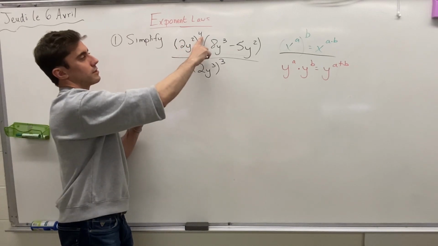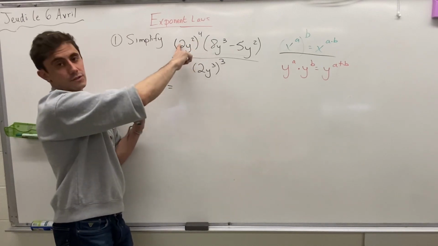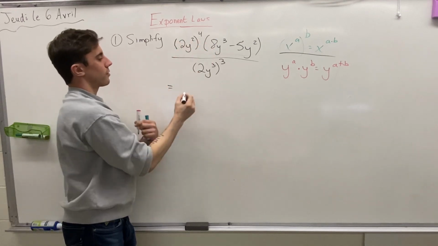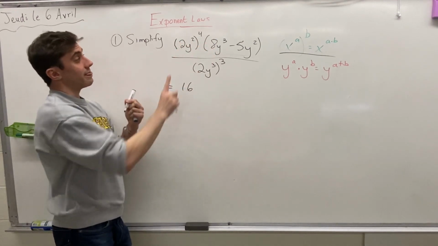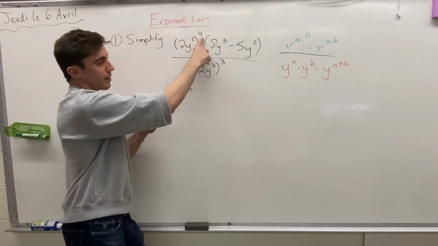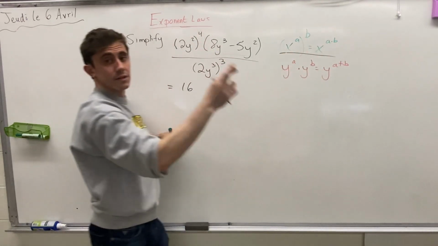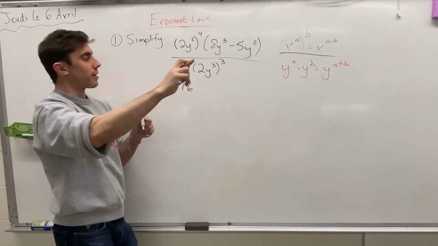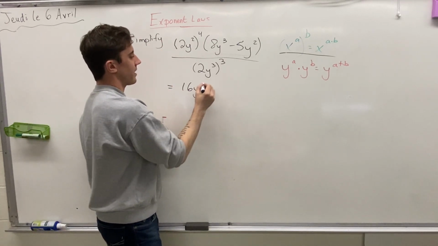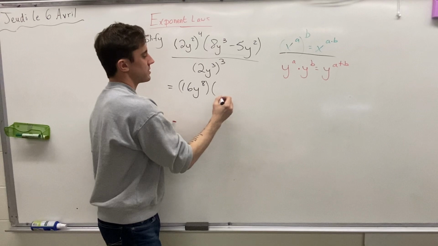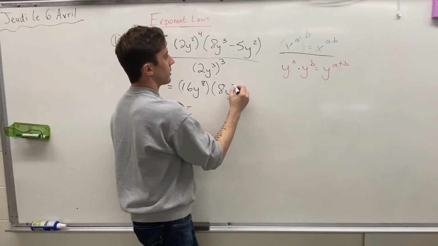And so the power of 4 hits the 2 first. 2 to the power of 4 is 16. And then we have y squared to the power of 4. Y squared to the power of 4 means y to the power of 2 times 4, combining the two exponents into a product. And so we'll have y to the power of 8. And we still multiply through the binomial that follows.